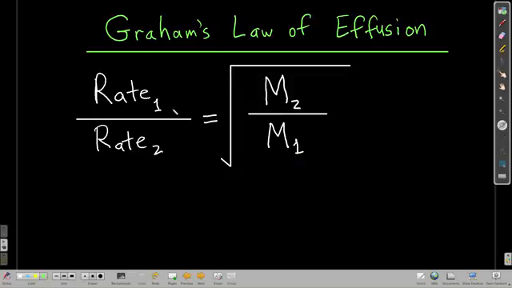So what's a rate? A rate is how many pass through, say, per second or per minute. So 20 per second passing through would be a rate.